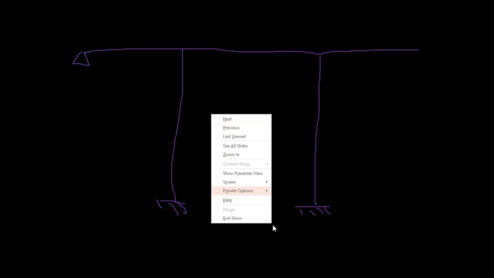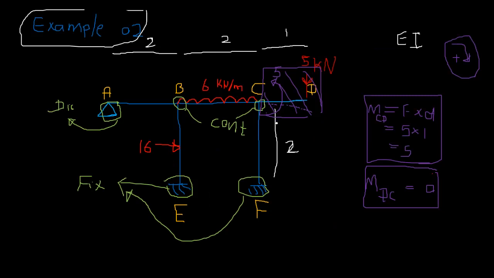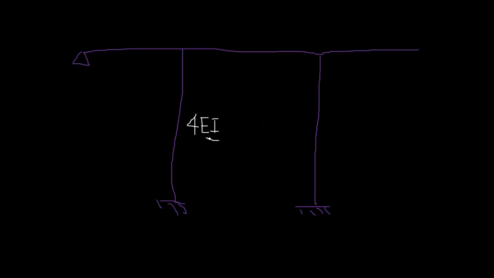You saw this is fixed to continuous, right? So if it is fixed to continuous, this is 4EI over L. My L is 2, right? EI is constant for each member, so this is going to be EI over L. This is 4EI over L, the stiffness.